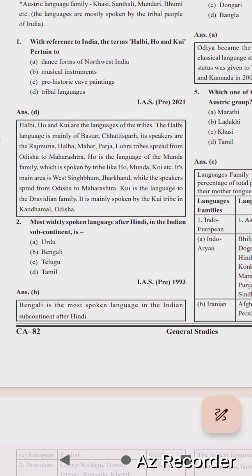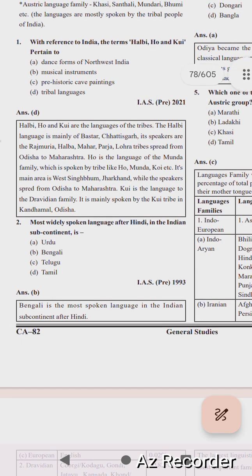Kui is the language of the Dravidian family. It is mainly spoken by the Kui tribe in Khandhamal, Odisha.